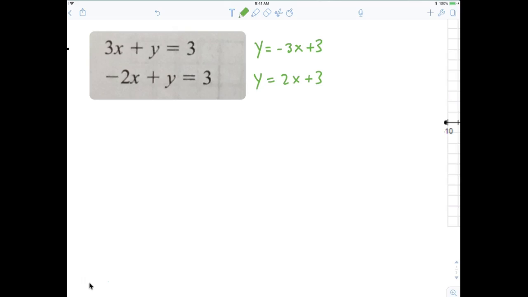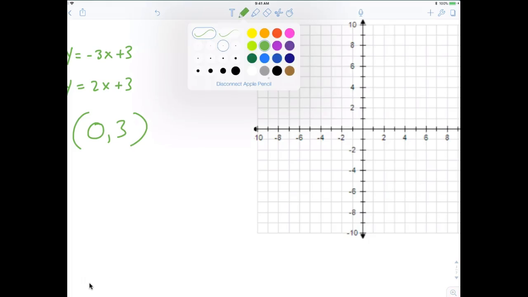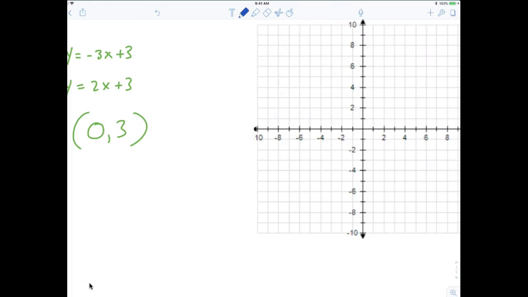Even though, again, they share the same what? Yes, already know it's 0, 3. But again, what is necessary is for you to review your graphing. So everybody graph that real quick. So the first equation, I would do what? Mark 3. Go up 3, agreed. And then down 3 to the right one.